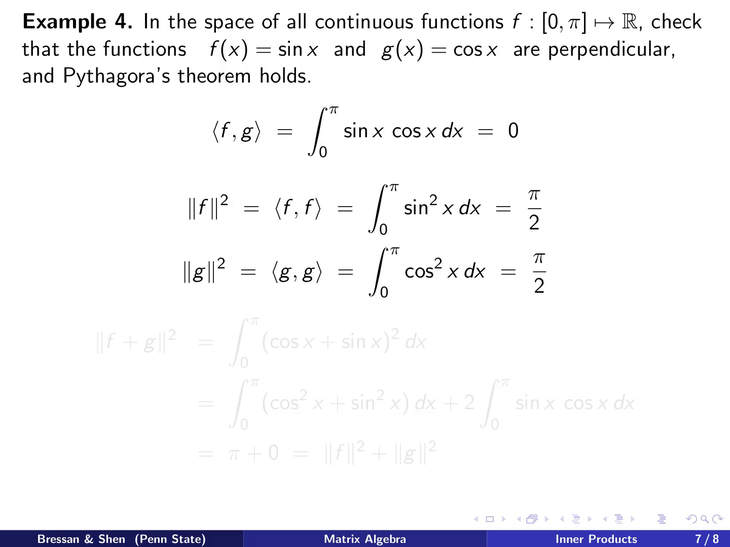Okay, so let's verify the Pythagoras theorem, and let's compute the norm of f and g, and in fact the norm squared. So the norm squared will be the integral of f squared. So f is sine, so we'll be computing the integral from 0 to pi of sine squared dx. Okay, and this is pi over 2. And then for g, you will just have cosine here. And then this integral is the same as that integral in the end, so it's also pi over 2.